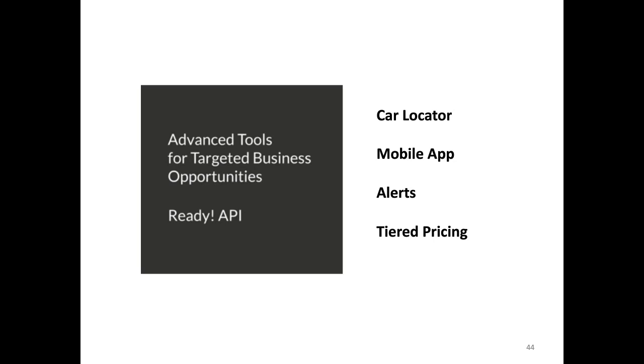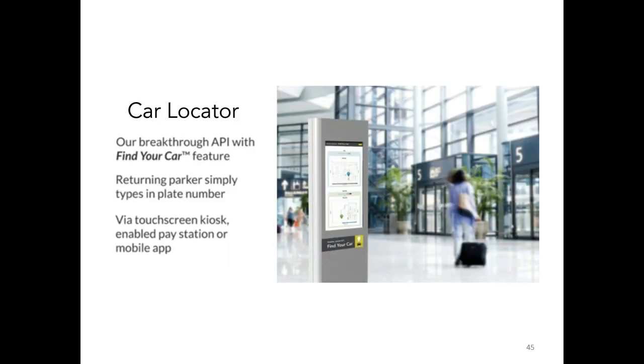I always use the analogy that having a camera-based guidance system is almost like having a smartphone, in that it's very scalable. You can opt into apps as they become of interest to your operation. And we have a number of apps, or software modules rather, that relate directly back to the airports that I'll touch on today. So the first one we're going to discuss is our Find Your Car feature, the car locator.